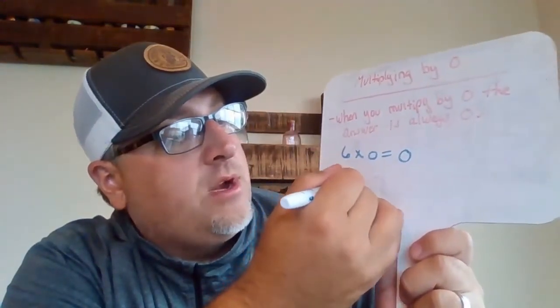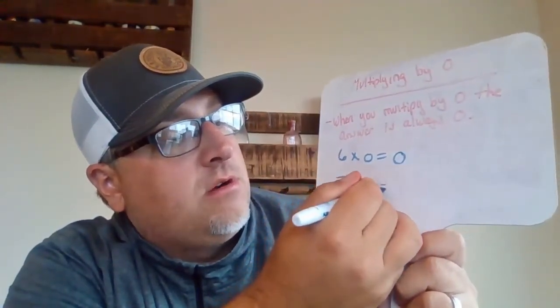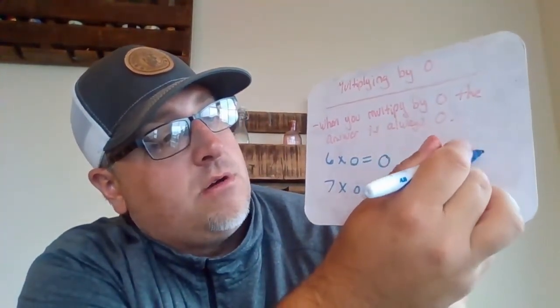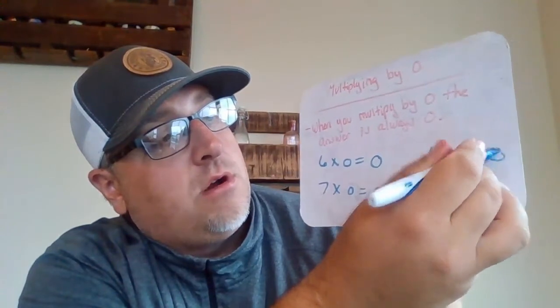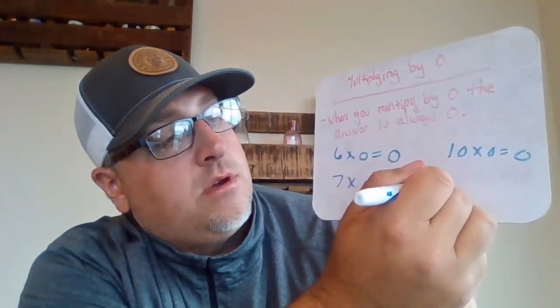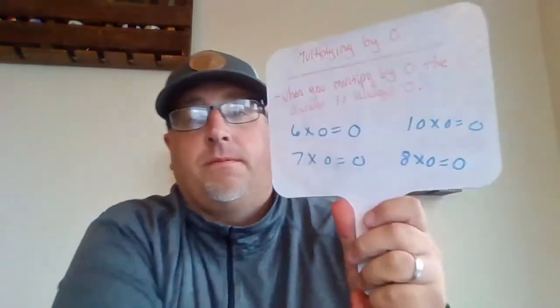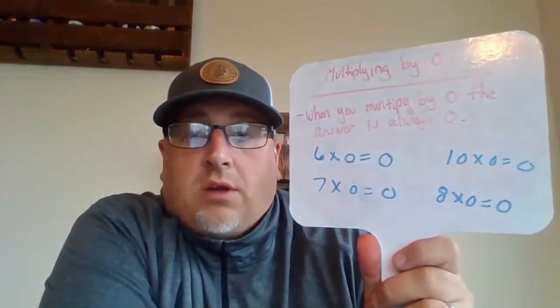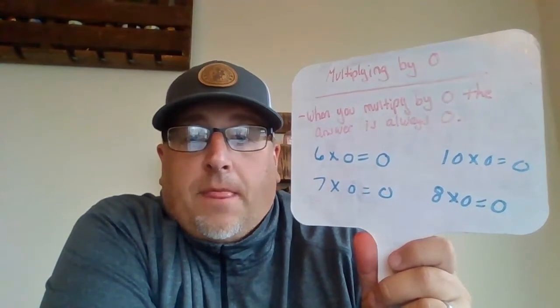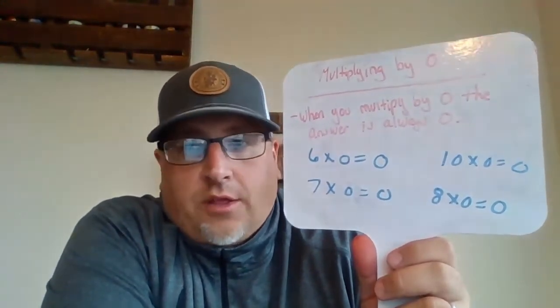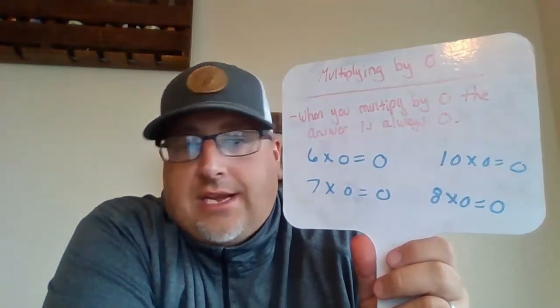Again, it doesn't matter what I put here. 7 times 0 equals 0. 10 times 0 equals 0. 8 times 0 equals 0. When you multiply by 0, the answer is always 0. Another one of these basic rules to understand and to know.